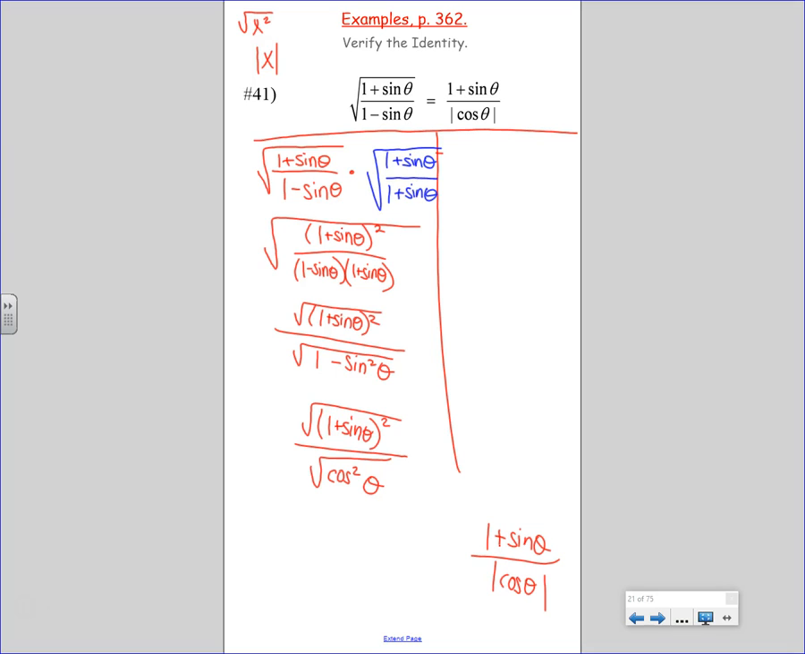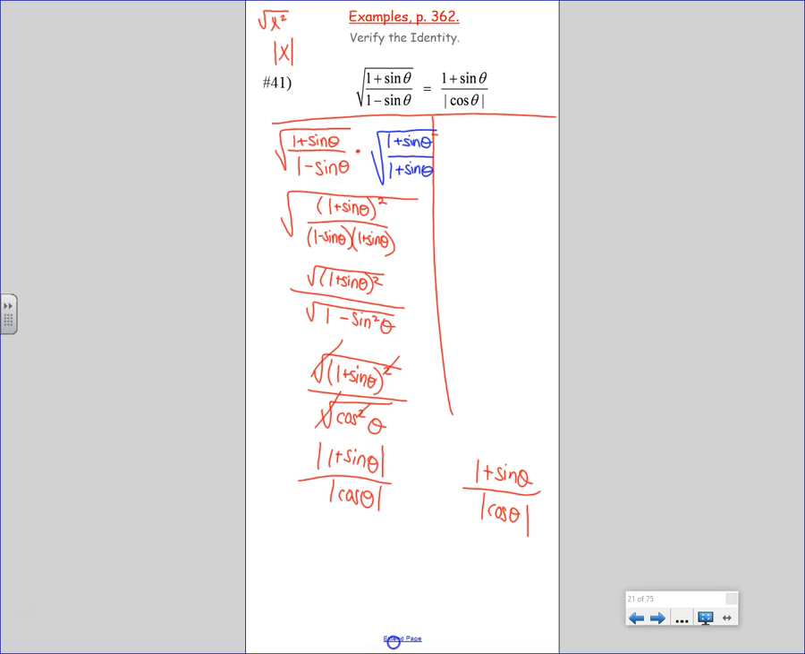So in essence, I can cross off the square root squared, the square root squared, and get absolute value of 1 plus sine all over absolute value of cosine. But that doesn't work either, because there's no absolute value. What?